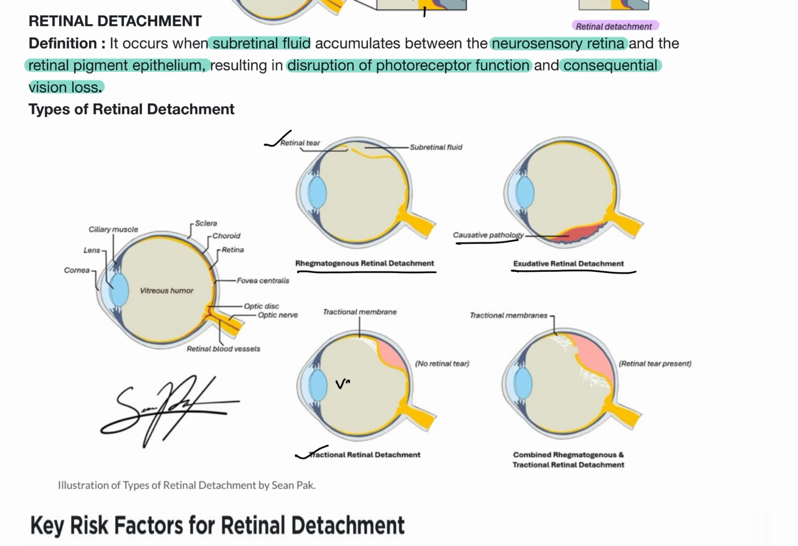This is your vitreous cavity. It has vitreous. So you have a tractional membrane, or the vitreous itself creates some traction that will lead to traction on the neurosensory retina. That will lead to detachment of the neurosensory retina from the retinal pigment epithelium. That is your tractional retinal detachment. And then you have combined rhegmatogenous and tractional retinal detachment. You have the retinal tear and you also have the tractional membranes.